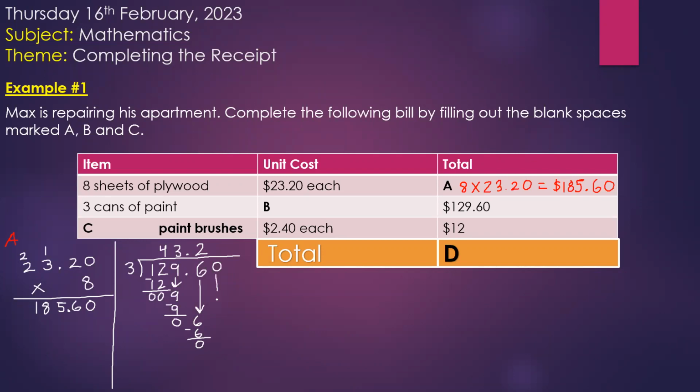We bring down the 0. How many times does 3 go into 0? 0 times. And the answer is 0 here. So how much is for one paint? $43.20. Very good, $43.20.